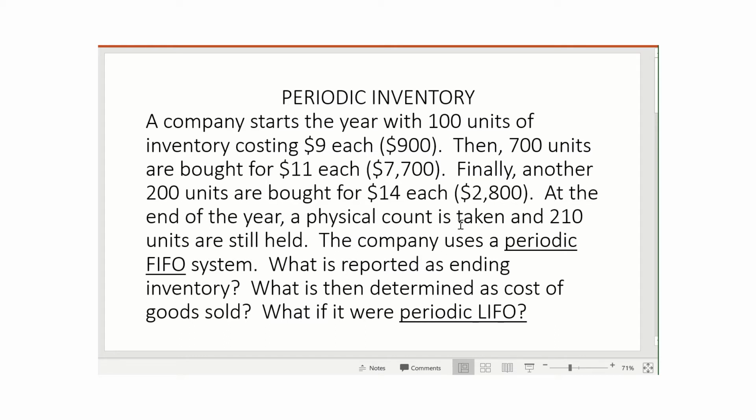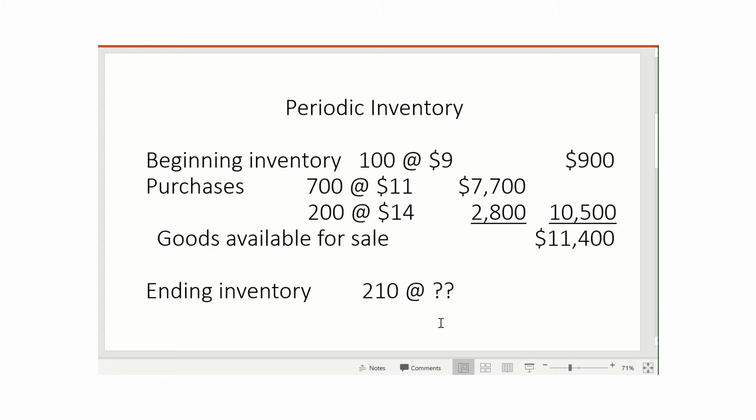At the end of the year, they go out and take a physical count and get 210 units still being held. If the company is using a periodic FIFO, and remember, periodic does not keep up with the inventory cost of goods sold until the end of the year, and then they're using FIFO, what is reported as ending inventory and then what is determined as cost of goods sold? And then I have the same question for periodic LIFO. We might as well do both of them at the same time.